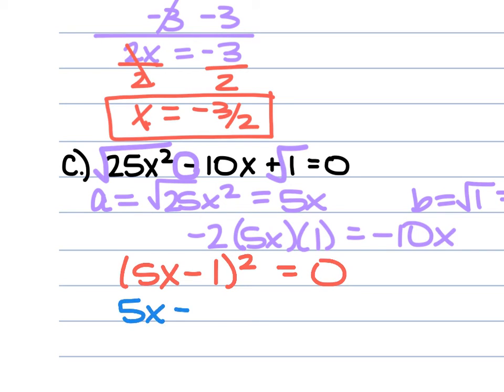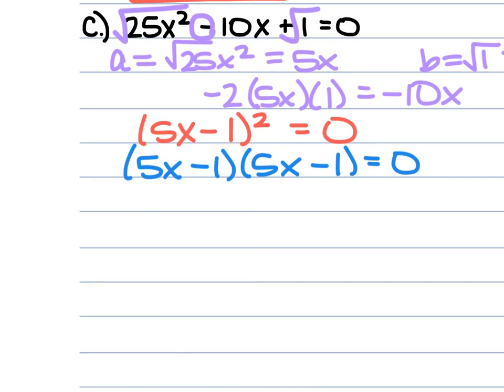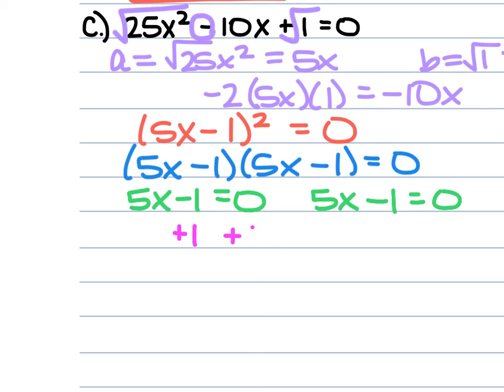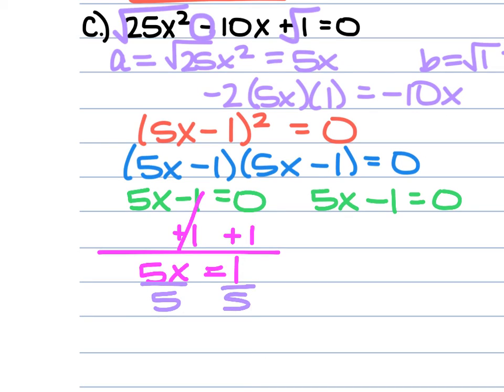So this is 5x minus 1 times 5x minus 1 is equal to 0. So we set each part equal to 0. 5x minus 1 is equal to 0. Solve for x. Add the 1. 5x is equal to 1. Then divide by 5. x is equal to 1/5. And we only have to do this once since both of those parentheses were identical.